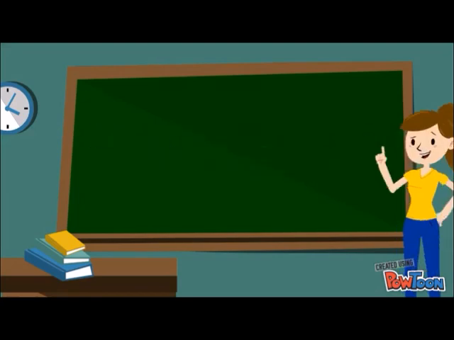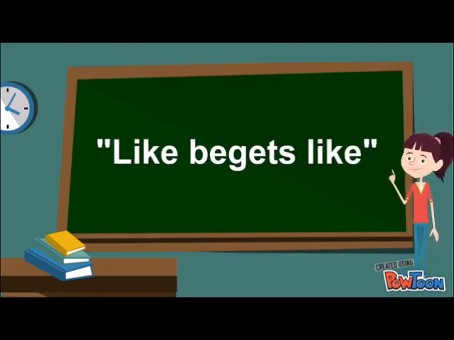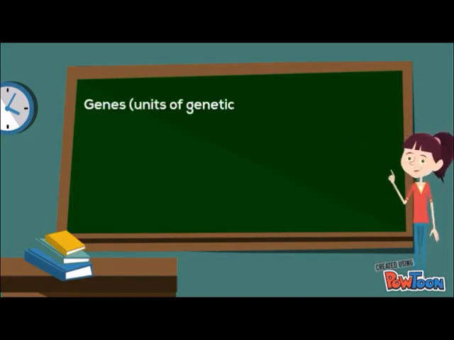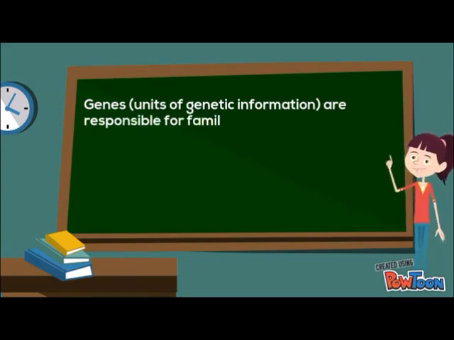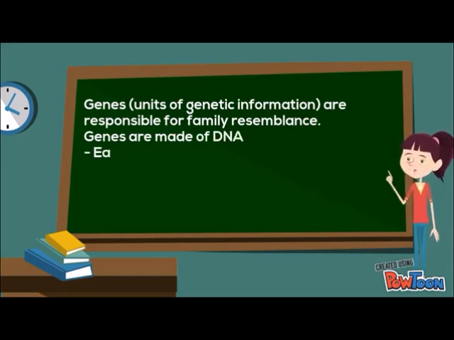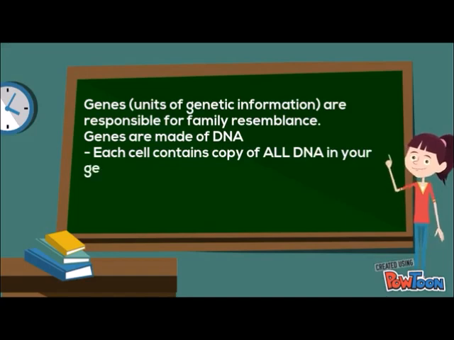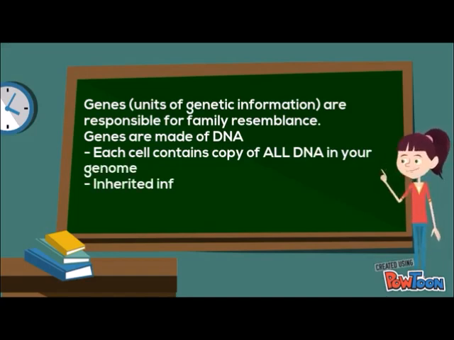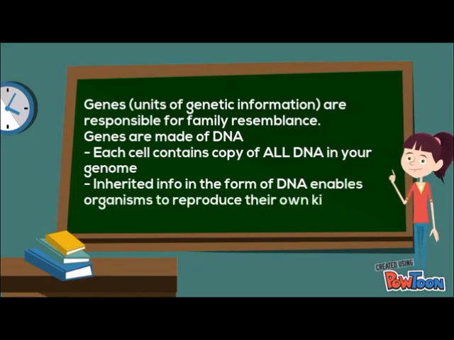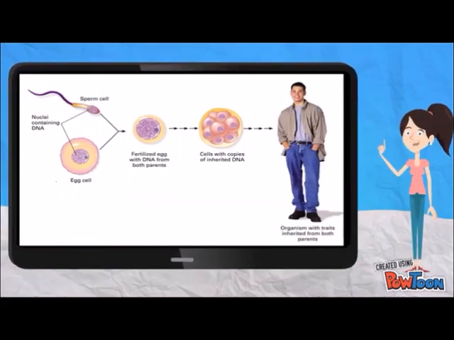Reproduction and inheritance. Like begets like is an old saying that describes the ability of organisms to reproduce their own kind. Genes are responsible for family resemblance. Recall also that genes are made of information-rich molecules called DNA. Each cell in your body contains a copy of the entire DNA that you inherited from your mother and father. When a cell divides, it copies its DNA and passes this genetic information onto each of the two cells it produces. How is this information passed from parent organisms to offspring?